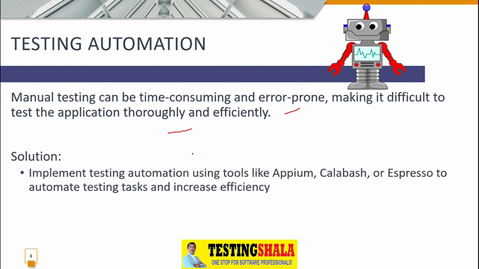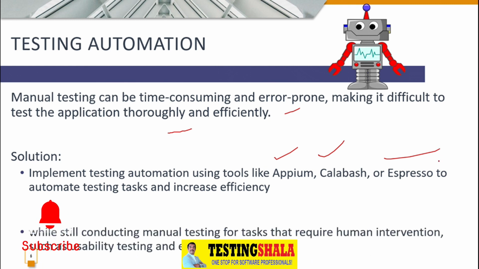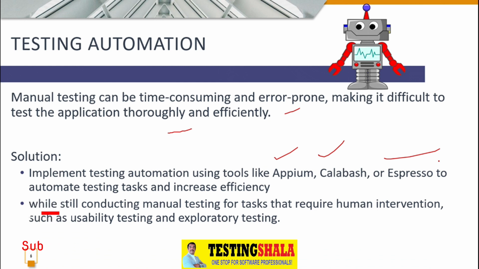Now the solution is we should bring in automation by using various automation tools like Appium, Calabash or Espresso to automate various mobile app testing tasks, so that we can improve our testing efficiency. And also, wherever human interaction is required, wherever human behavioral test cases we want to execute, that is when we will be concentrating on usability testing or exploratory testing, so that we can execute most of the tests using test automation.